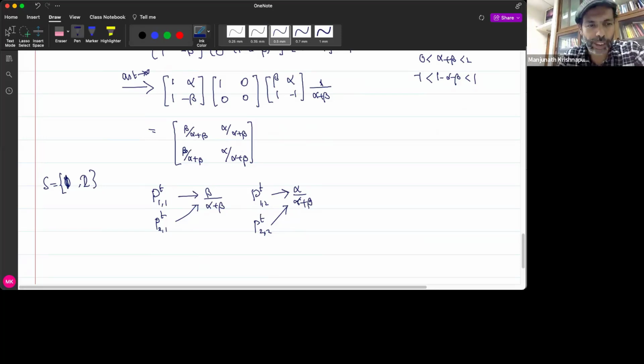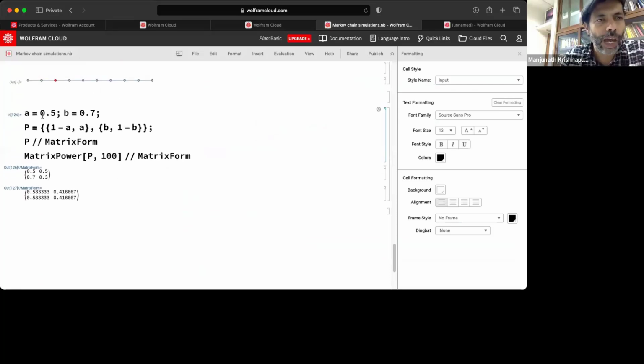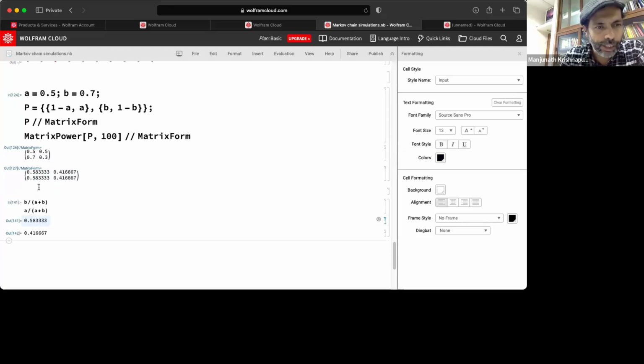So let's go back to the numerical and see if this is correct. Here, what did I take? I took alpha to be 0.5, beta to be 0.7. And what are these numbers? If I do A, B, what should be there? B over A plus B and A over A plus B. These are the two numbers I want. See, this 0.5833 is what we saw here, 0.5833. So you change it to something else. This is just cross-checking that what we have now proved is correct against numerics.